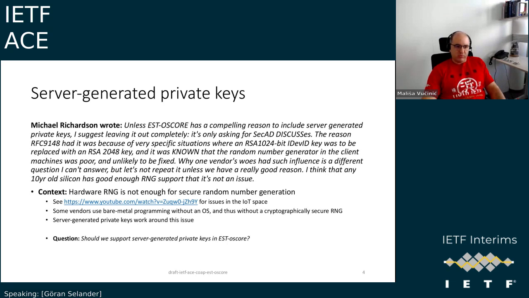Maybe you want to read that. Michael says he's in a noisy place, so he's not getting everything, but he says he doesn't buy the no-OS point. He says if they code bare metal, then they need to code bare metal secure RNG, or they will have lots of problems. He says other people we're working with want server-generated keys, let them speak up. He says he doesn't object, but he questions the need.